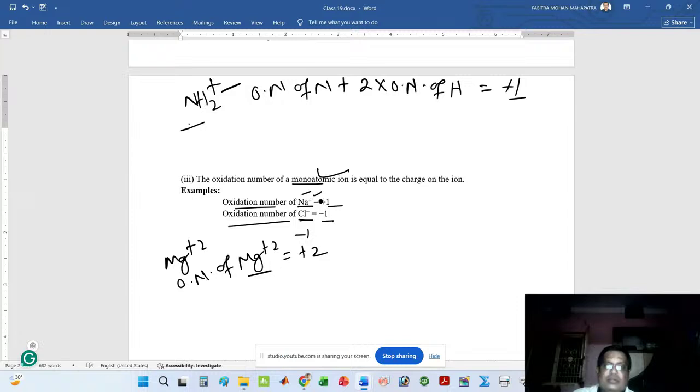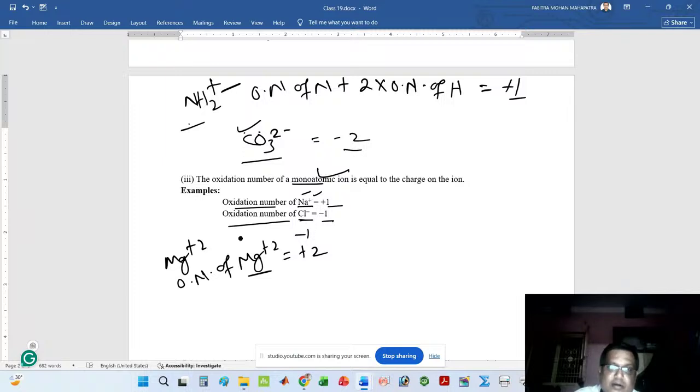This is a monoatomic ion, but you cannot say that for other types of ions. Suppose I take the CO3 2 minus ion. At first, listen, it is not a monoatomic ion. It is an ion made by different atoms, one is carbon, another is oxygen. It is a compound radical having two elements, four atoms. So here we cannot say that the oxidation number is minus 2. Here you can say that oxidation number of carbon plus 3 into oxidation number of oxygen is equal to minus 2. But for monoatomic ions, you can write directly.